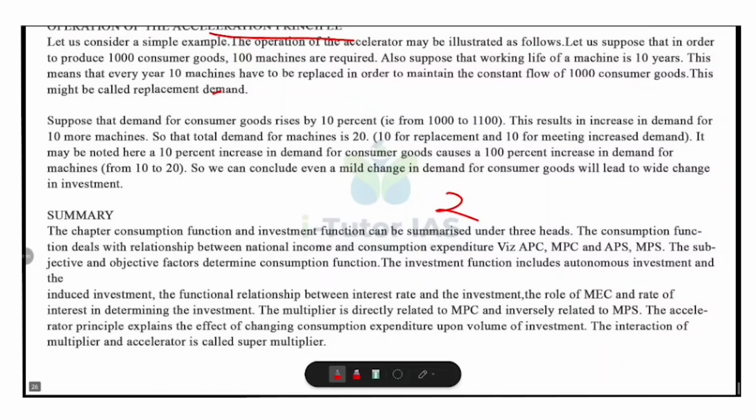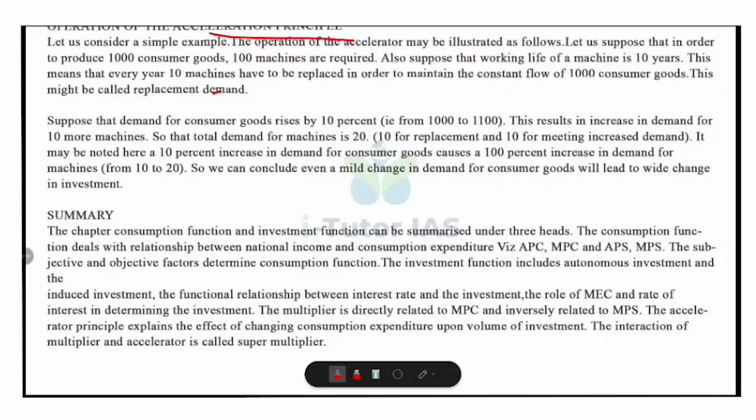Now let's move to the summary part of this chapter. This chapter on consumption function and investment function can be summarized under 3 main heads. What are they? Consumption function, that is we have studied APC, MPC, APS, MPS and so on. Then investment function, that shows the relation between investment and rate of interest, and the rate of interest plays a major role in determining investment decisions.